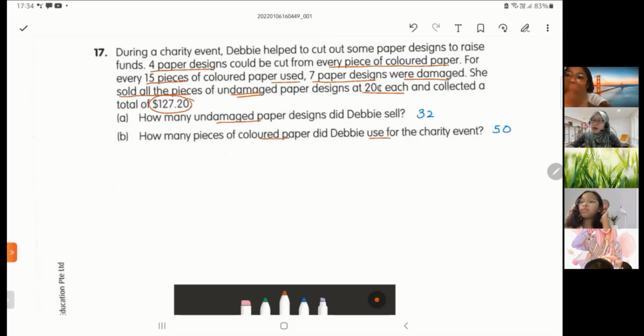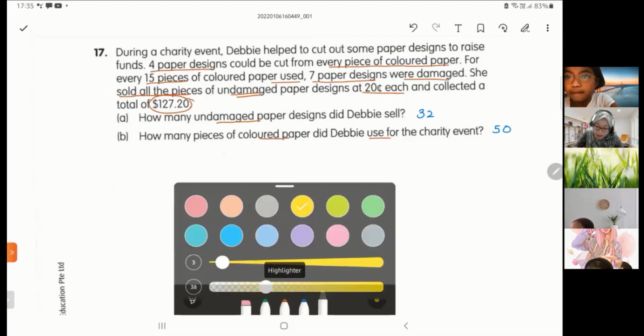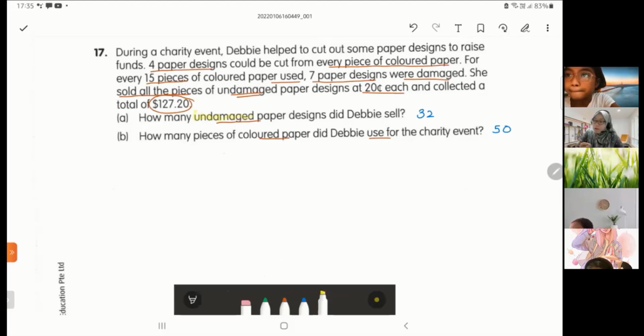So we start off from what we are given there, the undamaged paper designs. Let's look at the undamaged, because you can only sell the undamaged, right? You cannot sell the damaged ones, correct? So we focus on the undamaged ones first. So undamaged, we look for all the undamaged, right? So at this much, and then I get this much. From this sentence, I can find the number of undamaged paper designs.